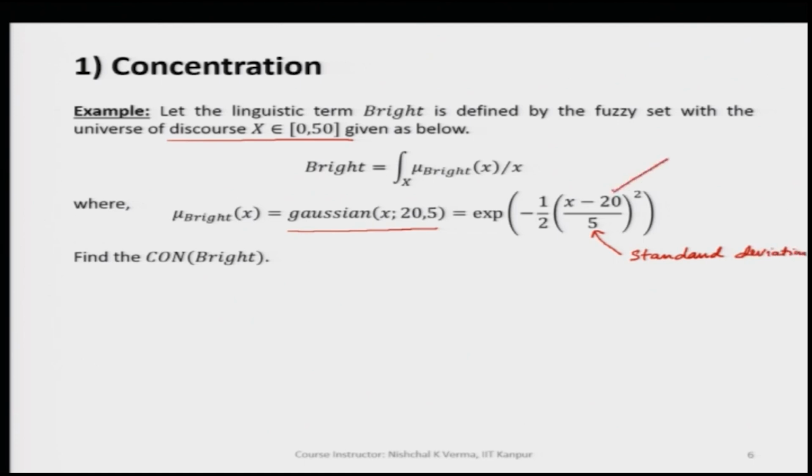And this 20 is nothing but the mean. So, this is the standard deviation, and this 20 is the mean. Now, here we have been asked to concentrate this fuzzy set bright, and bright is a continuous fuzzy set.